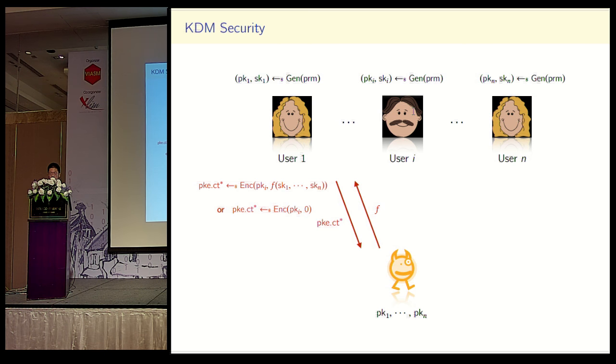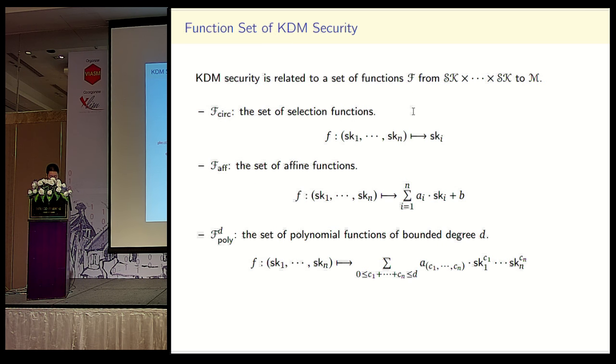This defines KDM-CPA security. As for KDM-CCA security, the adversary also has access to a decryption oracle and submits a ciphertext to some user, and the i-th user will decrypt the ciphertext with sk_i and return the decrypted message back to the adversary. This defines KDM-CCA security. KDM security is related to a set of functions F. Typical function sets include the set of selection functions, the set of affine functions, and the set of polynomial functions of bounded degree d. The bottom line here is the larger the function set F is, the stronger the KDM security is.